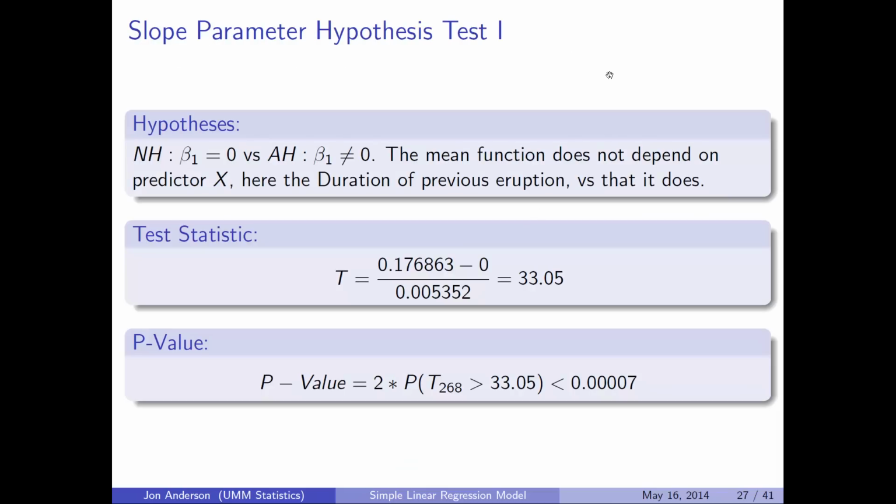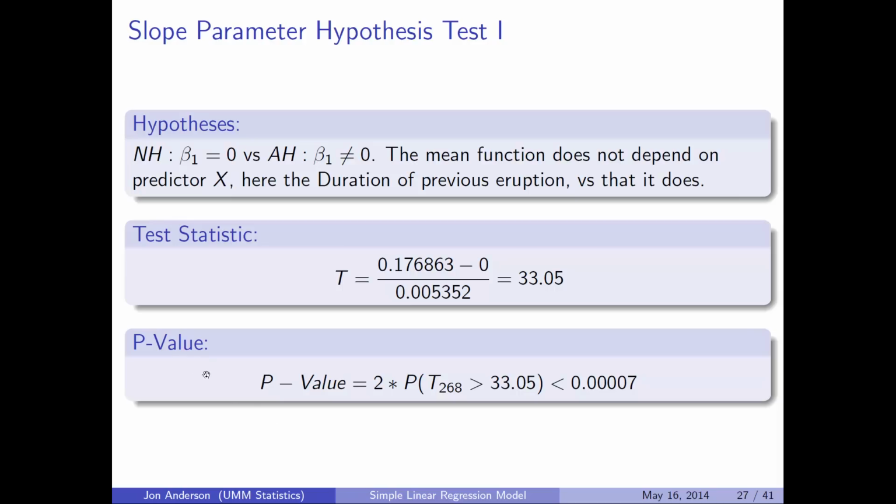To do a hypothesis test, probably the most commonly done hypothesis test is the one about the slope parameter being 0 against an alternative hypothesis that's not 0. We'd plug in beta 1 hat right here. We'd subtract off the value that we're hypothesizing for the slope parameter, value of 0, divide by the standard error for the slope parameter, and we get a t-statistic of 33.05.